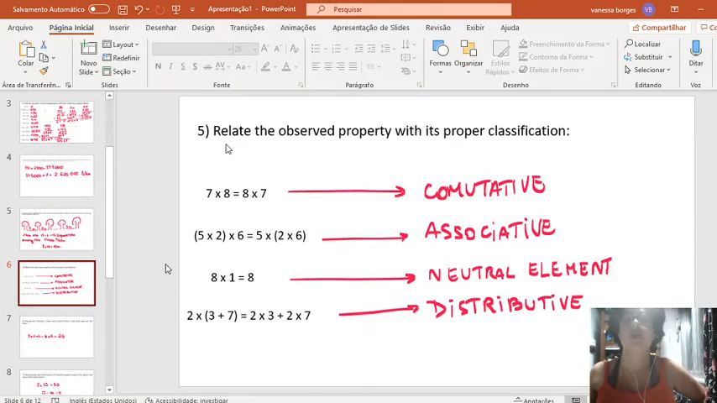Question 5. Relate the observed property with the proper classification. 7 times 8 has the same result as 8 times 7, so this is the commutative property. Here I have parentheses. I have 5 times 2, then times 6 is the same as 5 times, and between parentheses 2 times 6, the associative property. 8 times 1 is equal to 8. This is the neutral element. 2 times 3 plus 7 is the same as 2 times 3 plus 2 times 7, the distributive property.